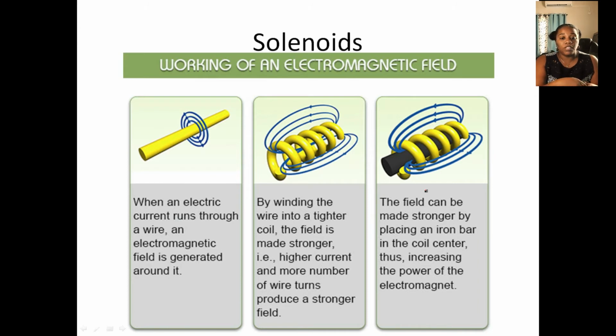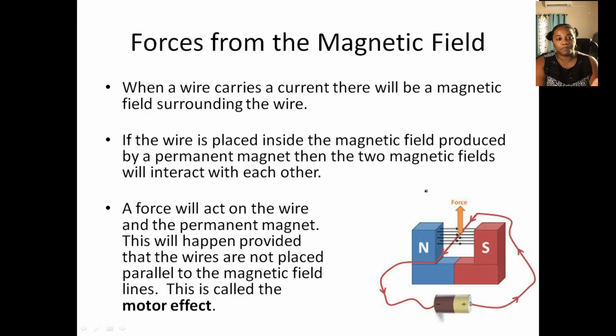The field can be made stronger by placing an iron bar in the coil center, thus increasing the power of the electromagnet. And that's what we've been saying. This is the third time we've said this, right? Things that make electromagnets stronger.